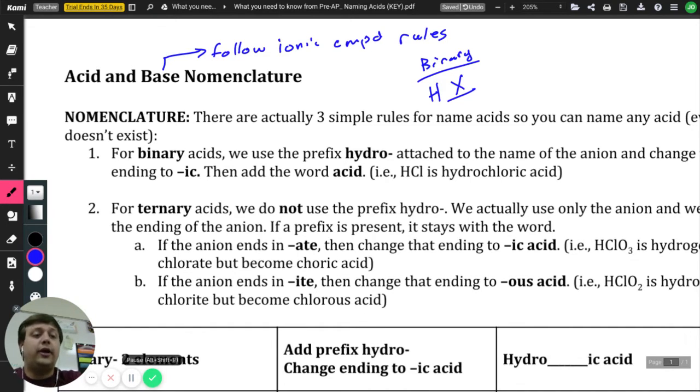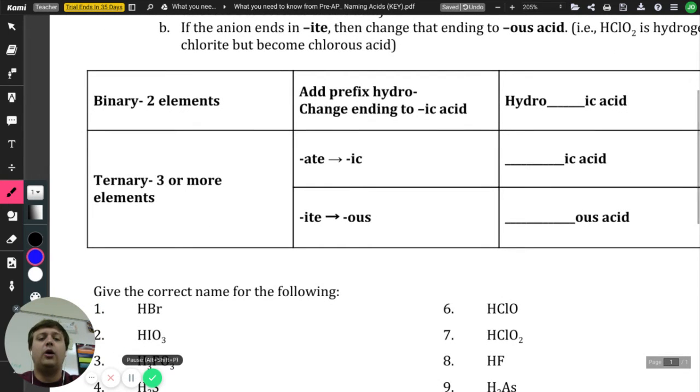A ternary acid is kind of what it sounds like. Binary is like a bicycle, it's got two wheels. Binary has two elements attached to it, one of them hydrogen. So ternary is more than two. I've got a hydrogen attached to X, Y, Z, and so on. When you write these with an acid, you're always going to be writing that hydrogen first. Now that we know what a binary acid is versus a ternary acid, let's take a look at how we use that.